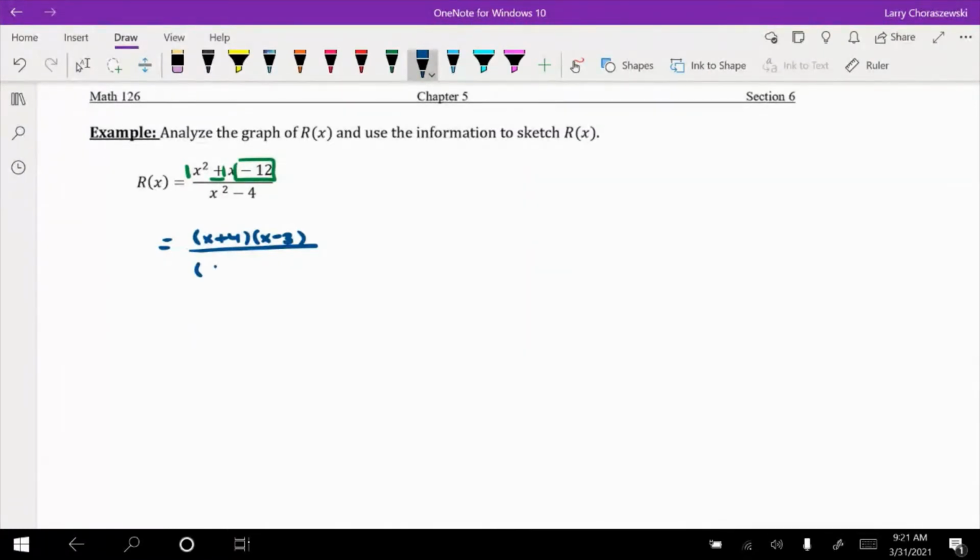Yep, the denominator is a difference of 2 squares, so x plus 2 times x minus 2. So that's our factored version of the rational function. My question for you is, do any of the factors on the top cancel out with those in the bottom? No. So because of that, there's going to be no hole.